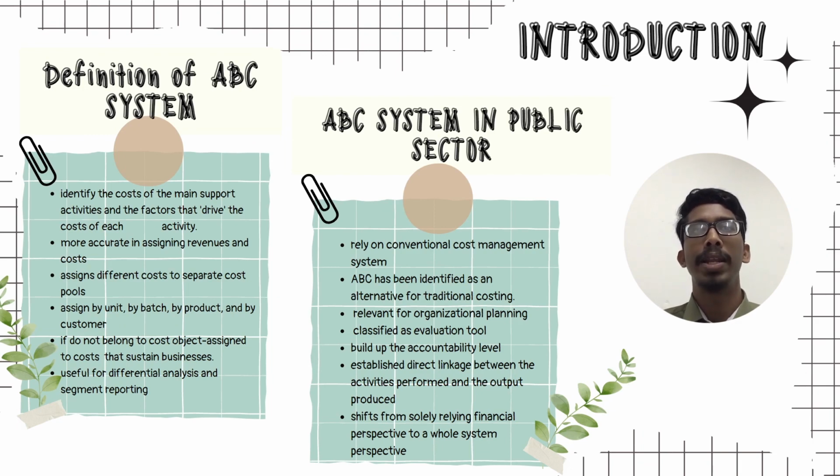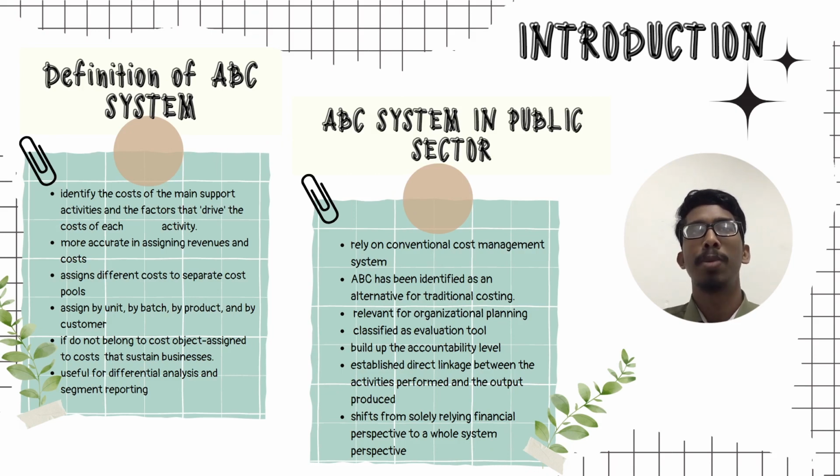So let me explain about the definition of ABC. As academics and business processes became increasingly complex, a new system for cost allocation was devised, which was called activity-based costing. Compared to traditional costing, ABC is more accurate in assigning revenues and costs because it assigns different costs to separate cost pools. Although ABC was originally intended for use by manufacturing companies, it is more common among service companies. It is also useful for different analysis and segment reporting.